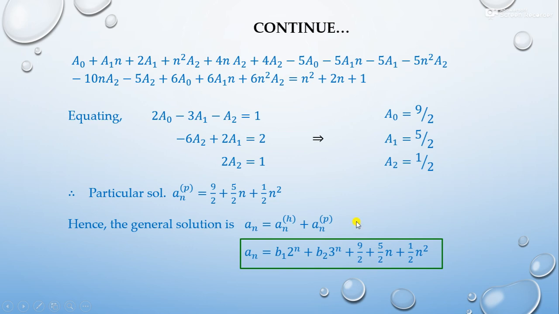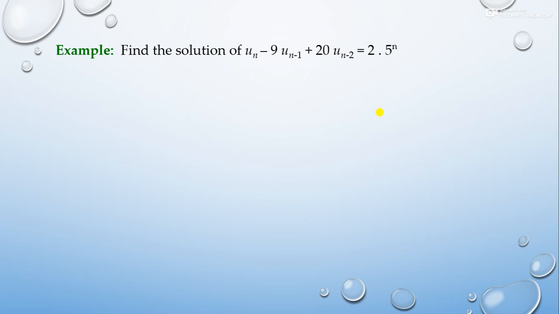Because we have not been given the initial condition, we can't find the values of B1 and B2. So in terms of constants B1 and B2, this is the complete solution of the recurrence relation. So the particular solution just depends on the given function fn. Clear? Okay. So let's take another example of a recurrence relation.